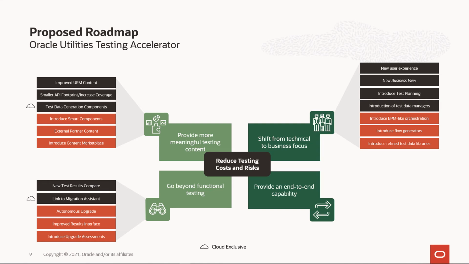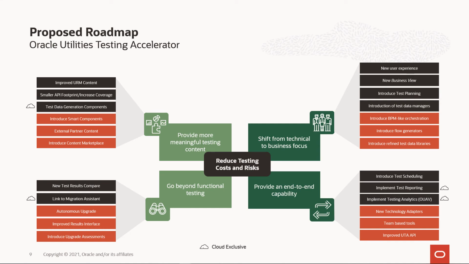We also want to improve the autonomous upgrade. We think there are some more areas that we can tweak to make it even more meaningful. We improve the results interface, which I'll talk about in a minute. And the last thing we want to introduce is a thing called upgrade assessments, which allows you to do a post-review of your tests to make sure, is there anything you can do better next time? So we're providing some tooling to do that.